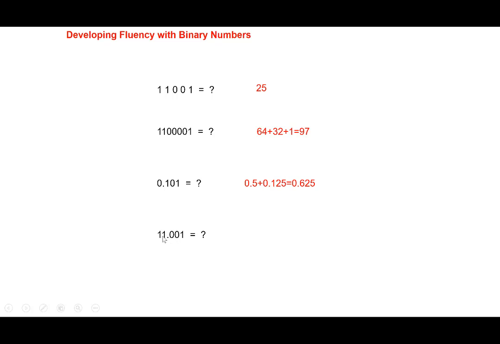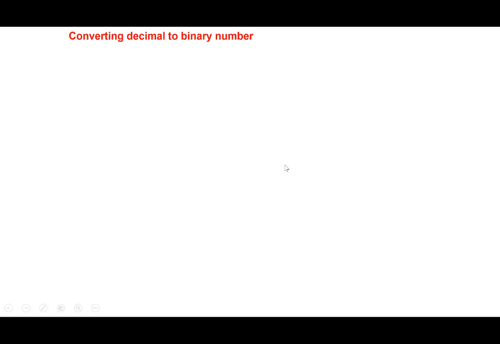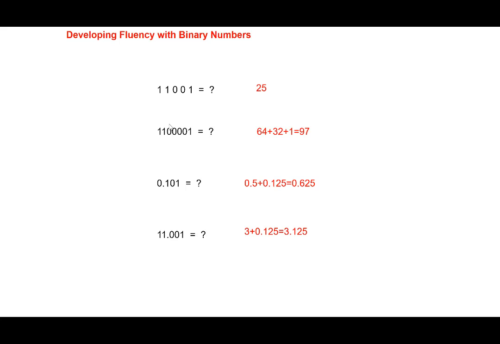Now 11.001. So 11 is 3, and then 001 gives 0.5, 0.25, and 0.125 here. So it's 3.125. All right. So converting a binary number into decimal is straightforward. All you need to do is use the proper weights for each one of those positions and add them up, and you get the number in decimal.